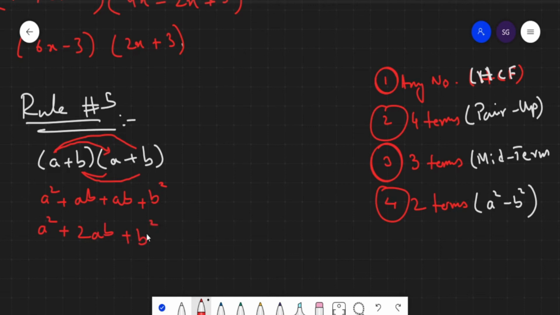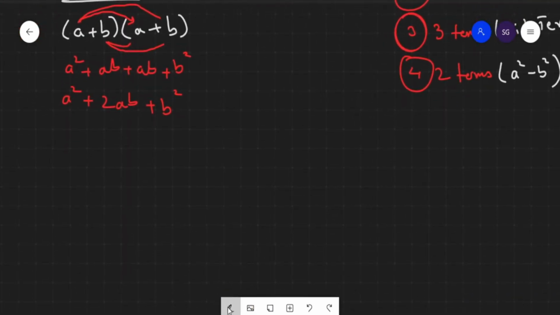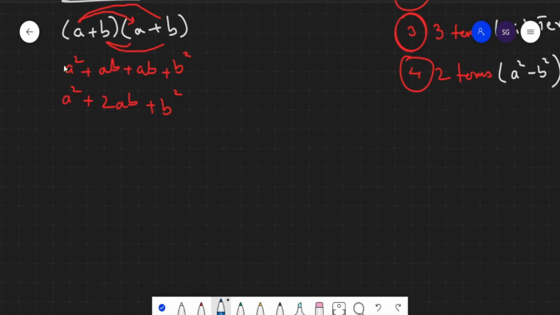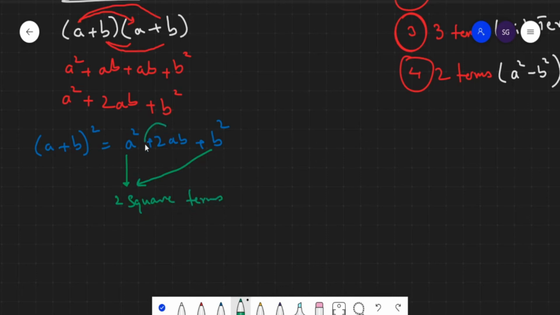Now you might notice something about this result. The first thing is, if we have a plus b whole squared, I can write this as a plus b times a plus b, which is a plus b whole squared, and this is equal to a squared plus 2ab plus b squared. First of all, we have 2 square terms, and then the middle one is a product term. We have this as a product term.